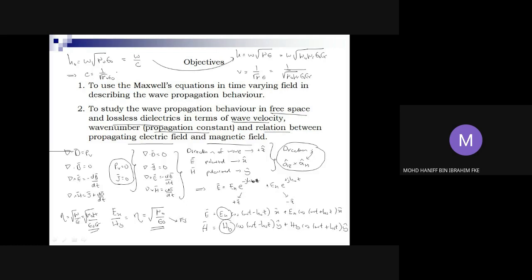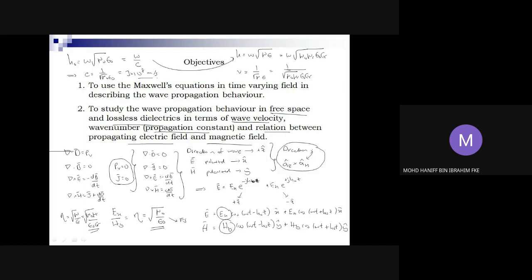For the free space medium, the velocity is familiar to you, which is 3 times 10 to the power of 8 meters per second. But the velocity of a wave in a lossless dielectric depends highly on mu r and epsilon r, the relative permeability and relative permittivity. So in general, these are the things that we learned in our lecture last Thursday, and I hope this summary helps you grasp the concept of wave propagation in free space and in lossless dielectrics.